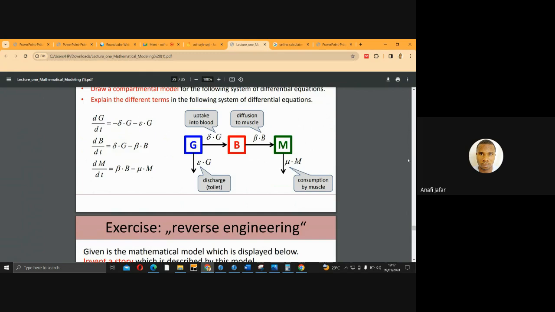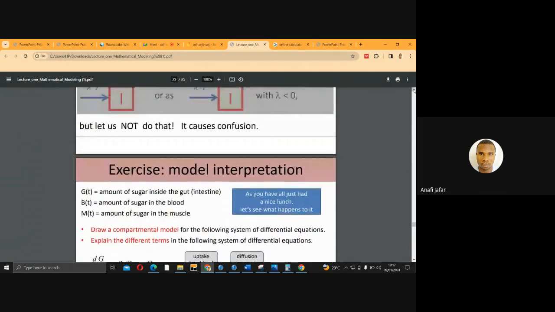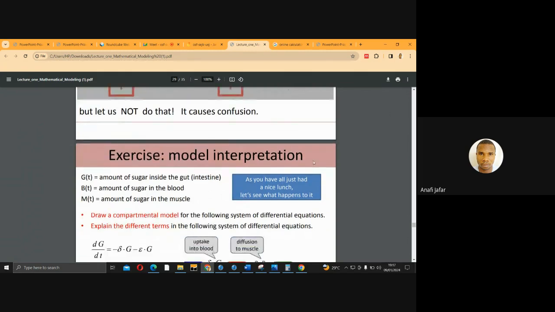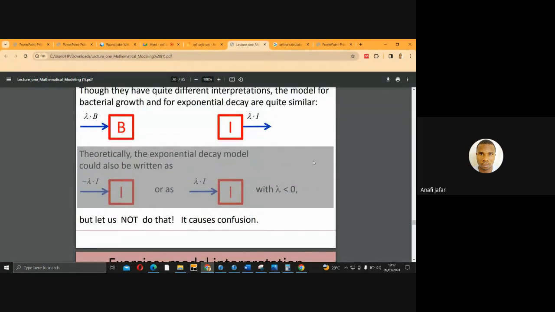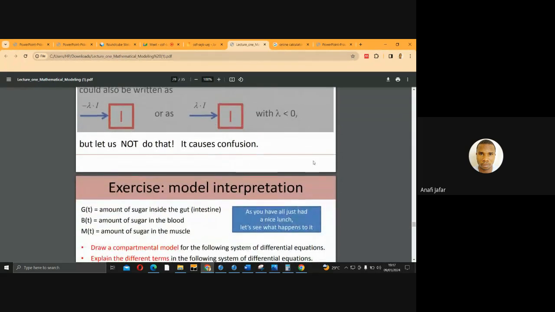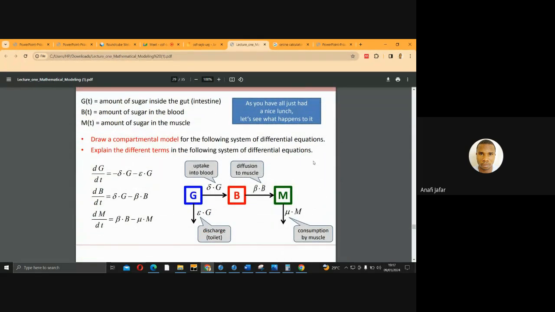So secondly, this second model is another simple model. We have a lot of complicated models. Another simple model is this. They are just telling you, you can just go to it. They say that G is the amount of sugar in the gut intestine, B the amount of sugar in the blood, and M the amount of sugar in the muscle. Draw a compartmental model for the following system of differential equations.